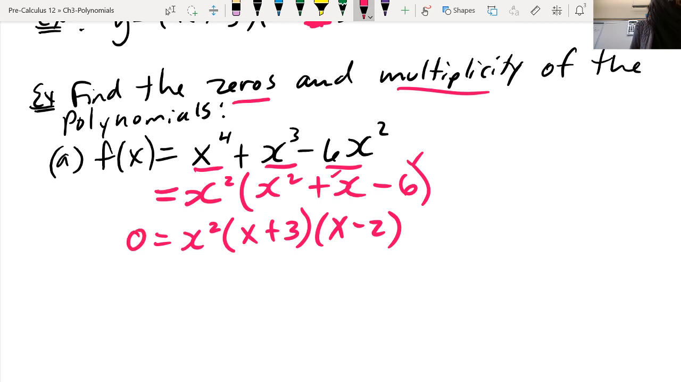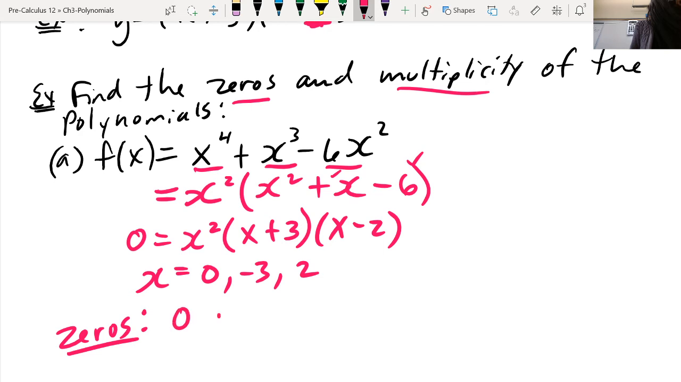First of all, I guess I should set this equal to 0, and I don't need to write this all out. I've been writing it all out for you, but I think by now you know how to do this. We could set them all equal to 0 separately, but by doing that, what we would find is our solution from this part would be 0, from here it would be negative 3, and from here it would be positive 2.